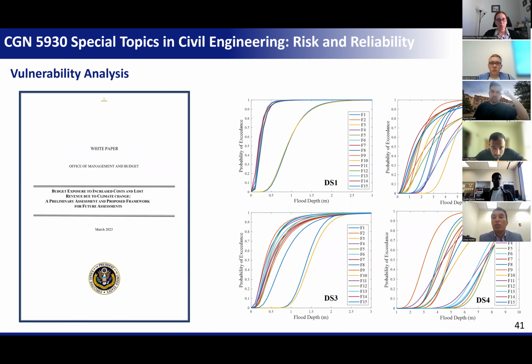And we have these fragility functions. Here it shows the exceedance probability of each damage state. Like we have damage state 1, 2, 3, up to 4. And each one of these curves represents a single archetype. This approach has been used by the Office of Management and Budget in the White House to account for the climate risk on the entire US. So this was impactful to be used by the White House.